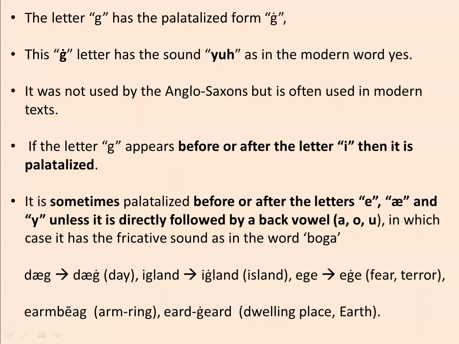Now, some rules. If there's no G dot appearing in your text, how do you pronounce it? Well, you can be pretty sure that if you have the letter I before or after it, then it's palatalized. So it becomes the y sound, and we'll see some examples of this below. It is sometimes palatalized before or after the letters E, ash, A, and Y, including long versions, unless it's directly followed by the back vowels A, O, or U, in which case it has the fricative sound as in the word bocha, bow. Here the fricative sound is the ch sound, as in bow and arrows.